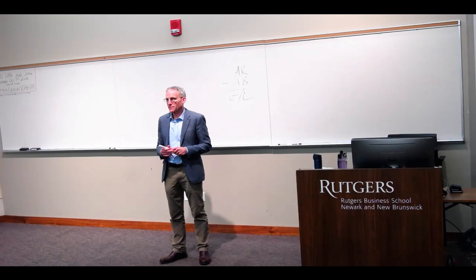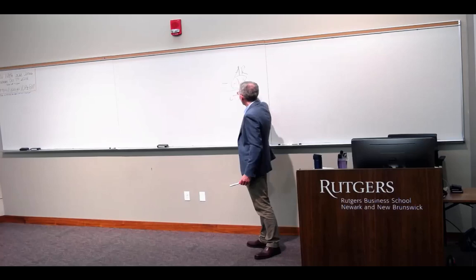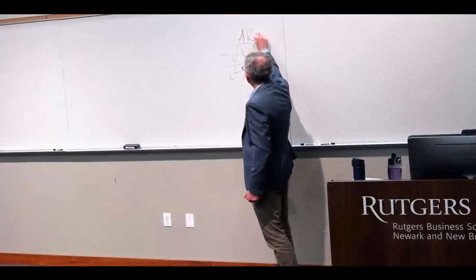All right? So the authors divide this exercise into two components in chapter 6. First, it looked at adjusted basis. That's the first part of the chapter. What is the taxpayer's adjusted basis? Second part of the chapter deals with amount realized.